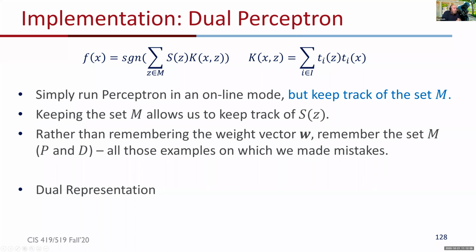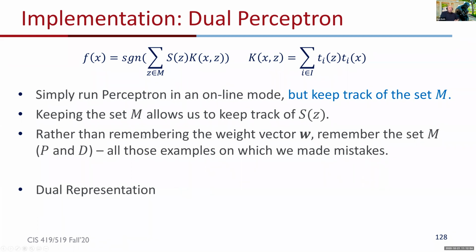Okay, so what have we done so far? We basically ran an algorithm that is called the dual perceptron algorithm. Let me summarize what we've done. We simply ran perceptron in an online mode, but instead of updating W, we just kept track of the set M, which we define to be the set of all examples on which we made mistakes. Basically, keeping track of the set M allows us to keep track of S of Z, which is written here. We just need to write down whether it was a mistake on a positive example or a negative example.